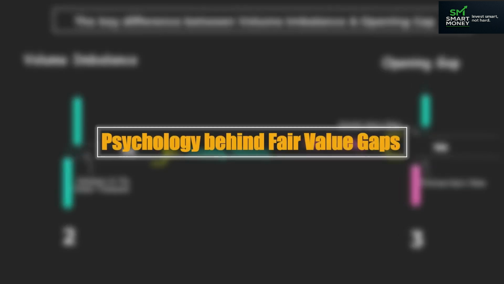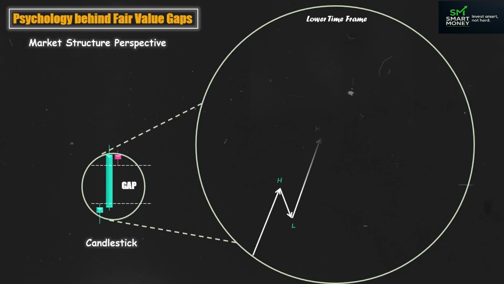Now let's break down the core psychology behind fair value gaps and understand why price respects them from a market structure perspective. To fully grasp this, let's zoom in to a lower time frame and analyze the 3-candle sequence that forms an FVG. What you'll notice is that price typically creates a strong, bullish structure with momentum, driven by high buying pressure and a clear lack of sellers. This sharp move often leaves behind inefficient price action, a gap, or void, known as the fair value gap.